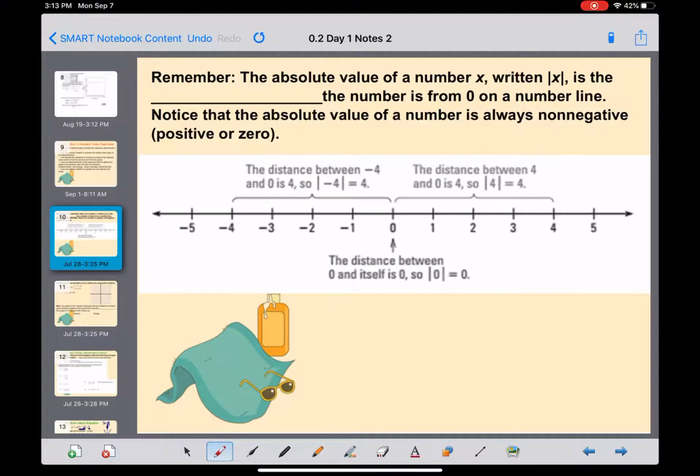So remember that the absolute value of a number, x, written absolute value of x with the bars, is the distance the number is from 0 on the number line. So that's why it always has to be positive or 0, because -4 and 4 are both 4 units away. A distance has to be positive.